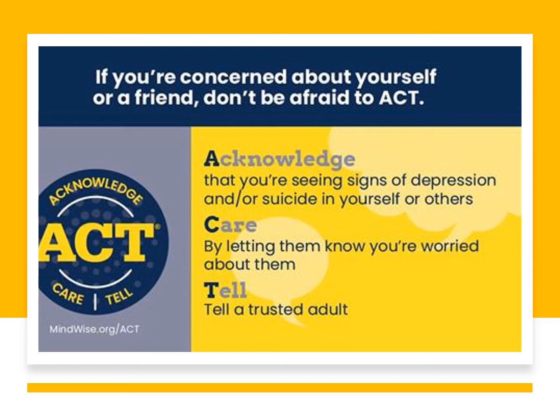Let that person know that you're worried about them and say, "I hear you and I'm really worried about you, and I think the best thing to do..." Then you would use the T in the ACT, which is to tell a trusted adult. Either you go with that person to a trusted adult, a parent, a counselor, a teacher, and let them know that your friend and/or yourself are having thoughts of suicide.